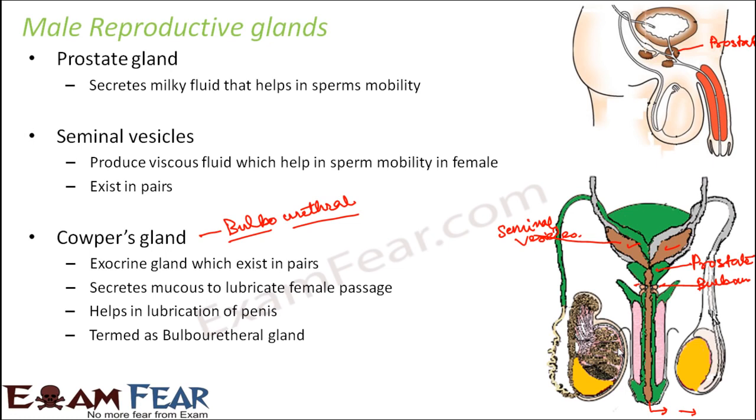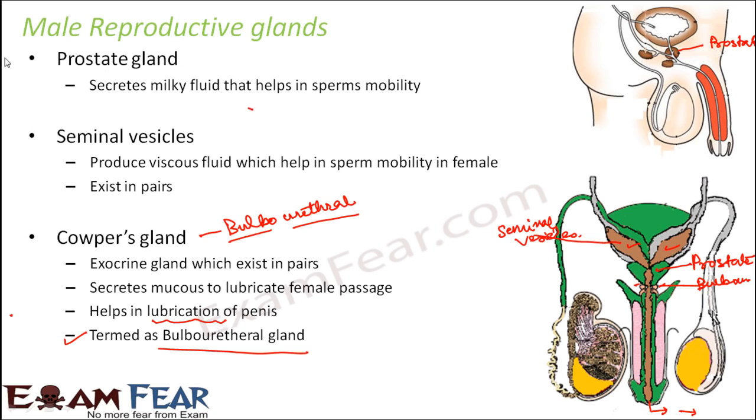If you have something slimy, what happens? The penis tends to slip along the surface of the female passage. So as I said, it is also known as the bulbourethral gland. Its main job is to lubricate. Lubrication is its main function.